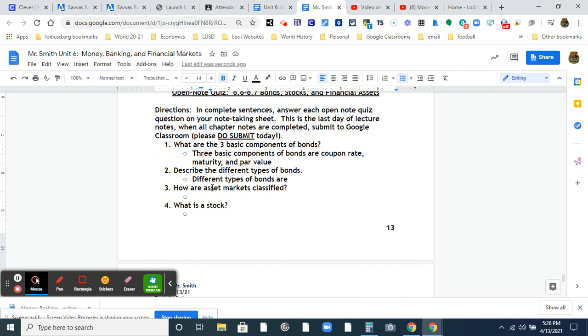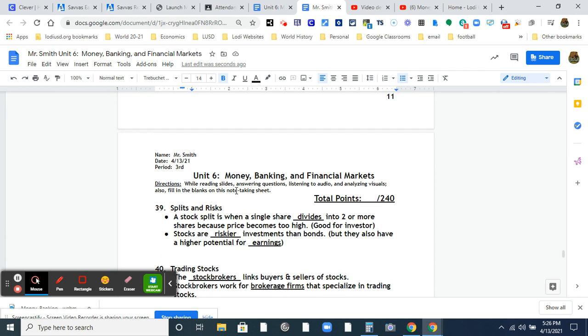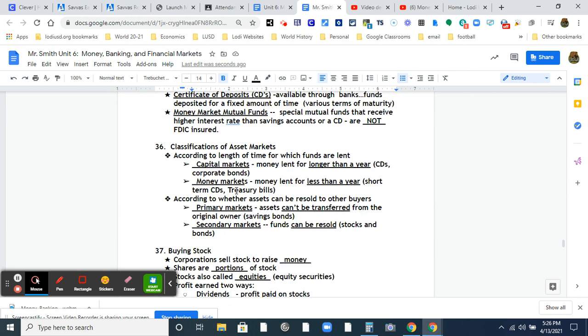Back to the answer. How are asset markets classified? Asset markets are classified as capital markets, longer than a year, or money markets, less than a year. Asset markets are also classified as primary markets, where it goes to one or two people, or secondary markets that can be resold to the public, like stocks and bonds.